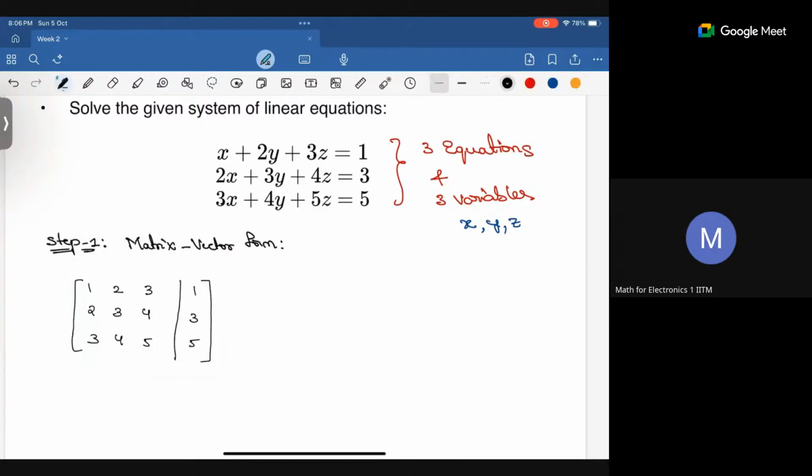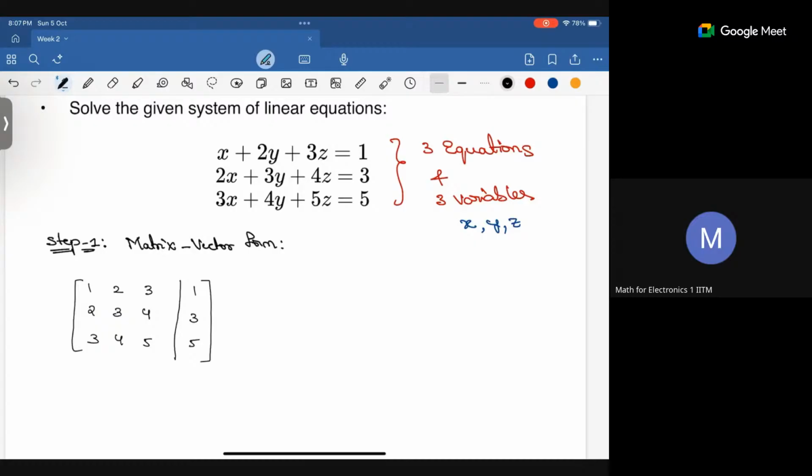Now, what should be our goal? Our goal should be doing some row operations such that the lower side of the diagonal entries will become 0. So we have to make this as 0, this as 0, and this as 0 in the same order. We'll try to make this 0 by doing some row operation, and then we'll make this 0 and then this 0.